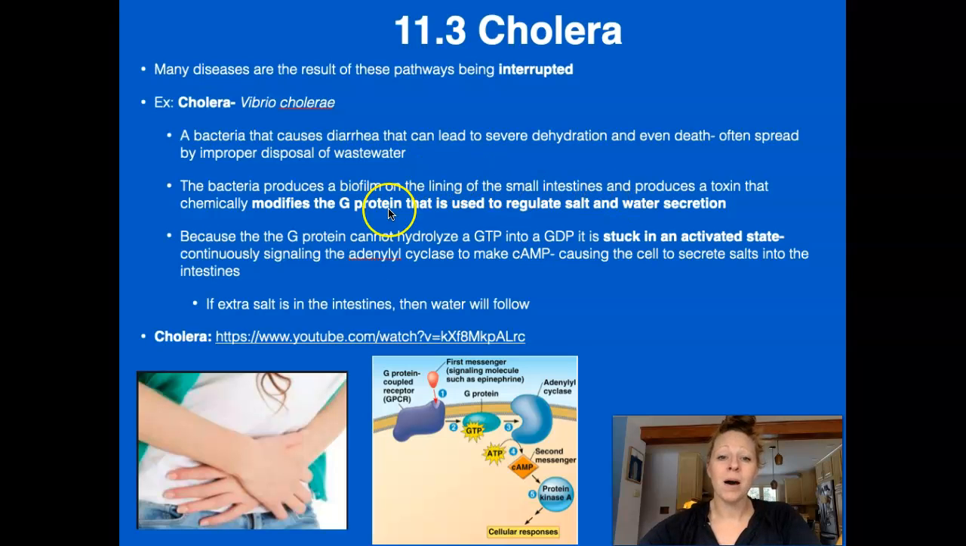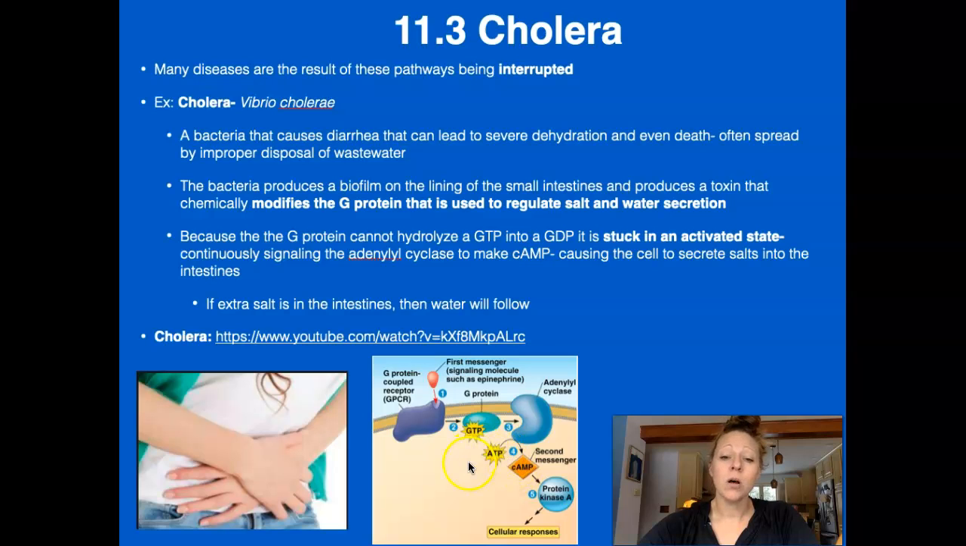And what it does is it modifies the G protein. So remember, that's the little guy between the receptor and the adenylyl cyclase, and it's going to turn it on. It's not going to allow this G protein to deactivate. And so the message is going to keep sending, and it won't stop sending. And the message that it's sending is to allow salt into the cells of the small intestines.